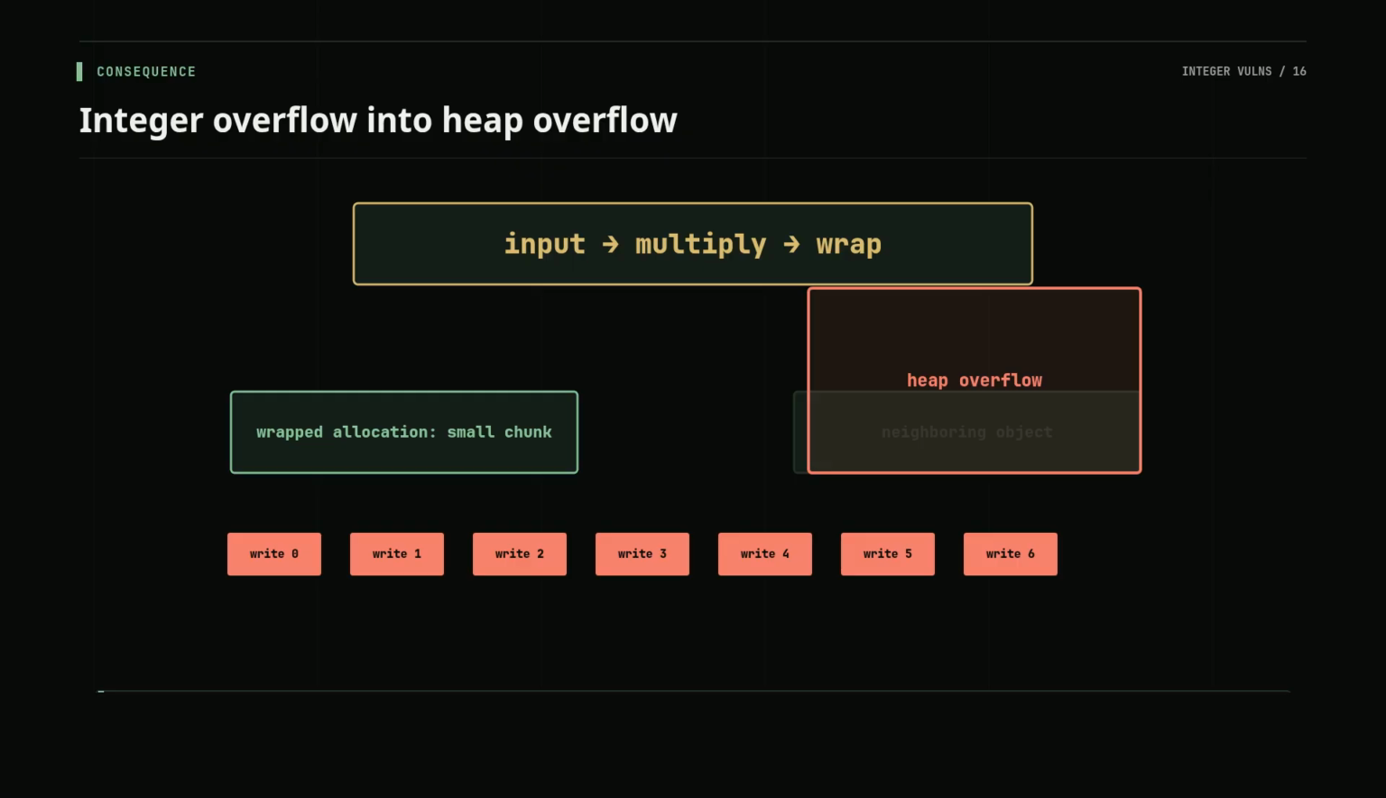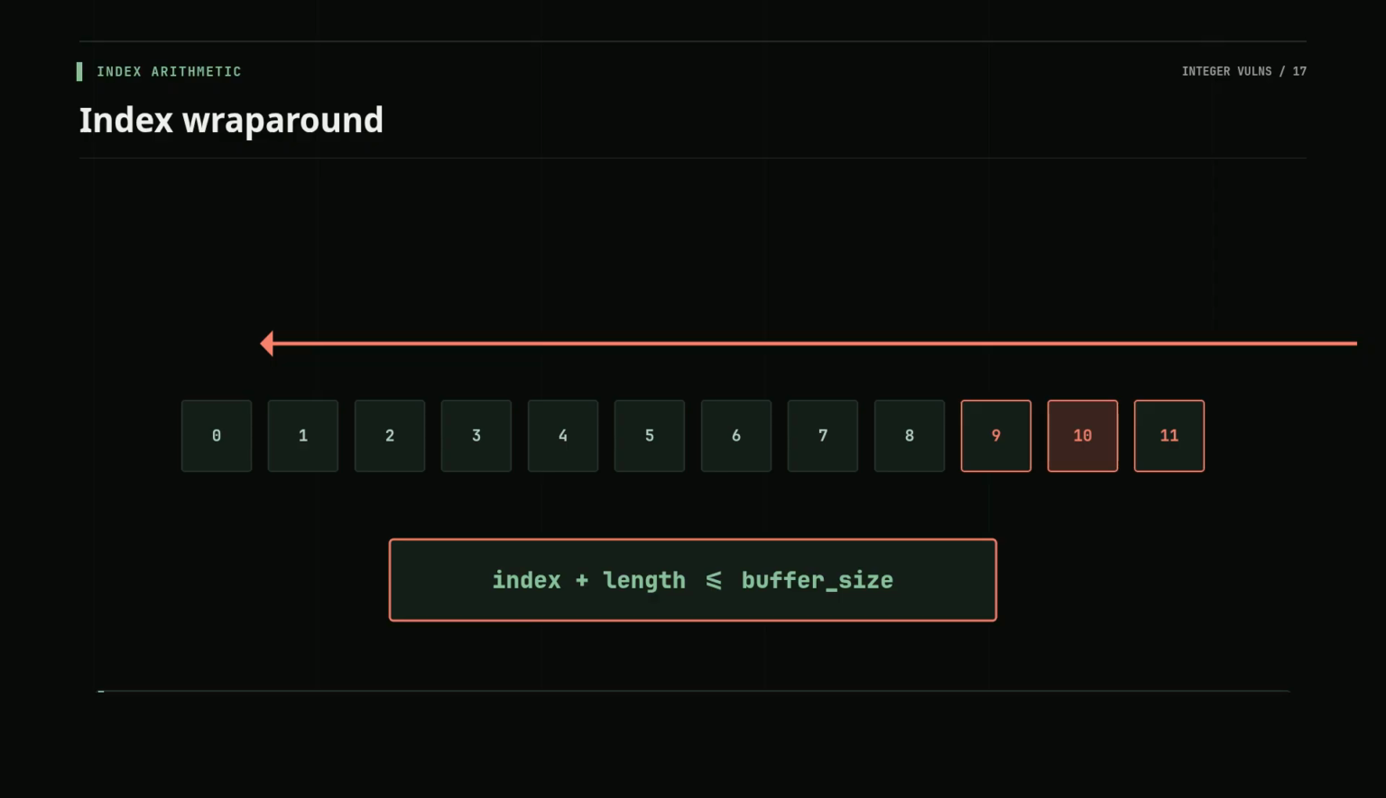The final consequence is memory corruption. Integer overflow can also happen before an array access. Imagine the program checks index plus length less than or equal to buffer size. That sounds fine. But if index plus length wraps around, the sum becomes small again. The check passes, then the program uses the original index and length to read or write. This is index wraparound. The value took a secret lap around the integer wheel before the guard saw it.